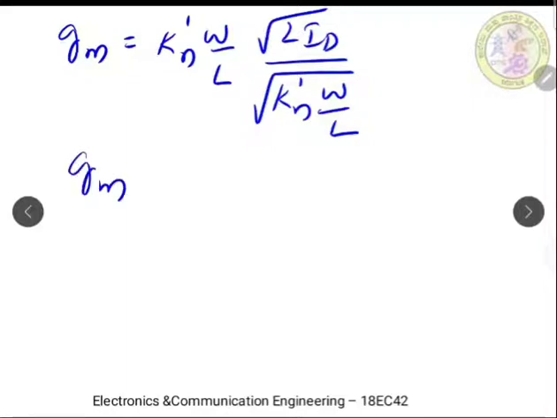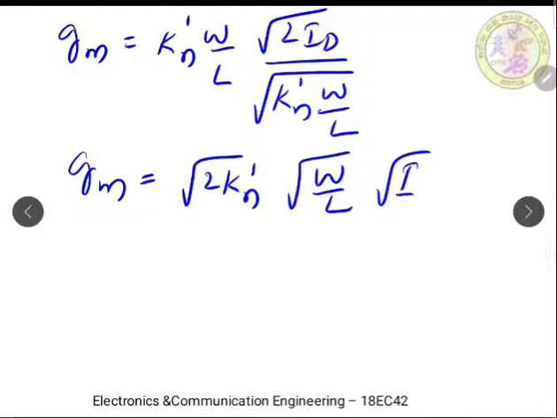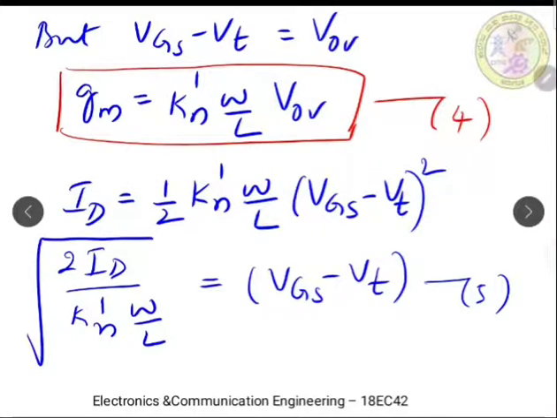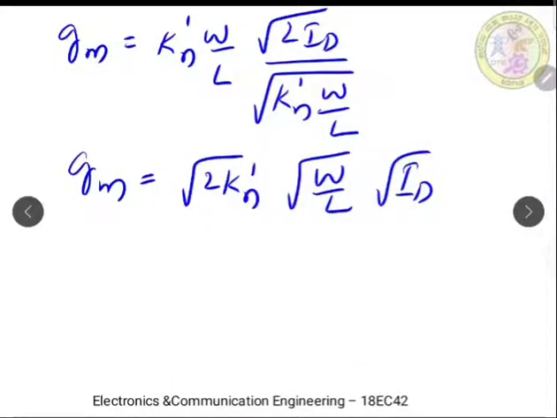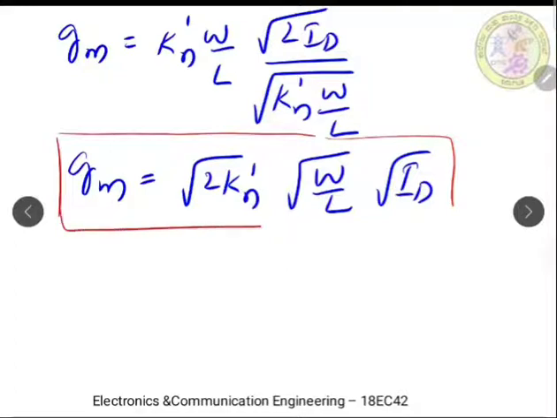So gm is equal to 2 root Kn dash into W by L ratio into ID. This is another representation for gm. What we have done here is simply, in equation 4, we have replaced VOV, because this term is nothing but VOV. We have replaced the overdrive voltage by root of 2ID by Kn dash W by L. So it is possible to get an alternate expression like this. Therefore this represents one more important expression for gm, which we can take as equation 5.